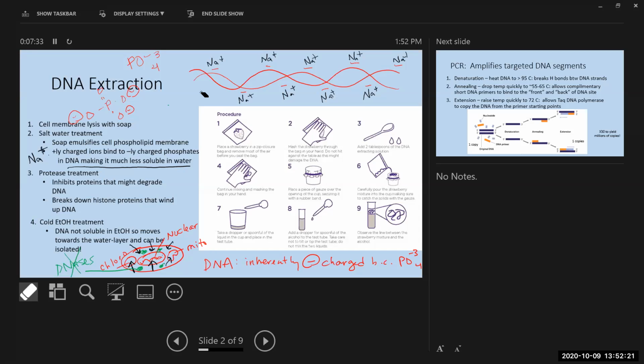Hopefully that makes sense. So they're going to break down those proteins, like DNAases, and they're going to break down the histone proteins that normally wind up our DNA. So now it's all unwound, right? It's going to be much less condensed than it previously was. Now, it's really not that hard, so you let those things happen. And then the last step in DNA extraction is typically to add cold ethanol.